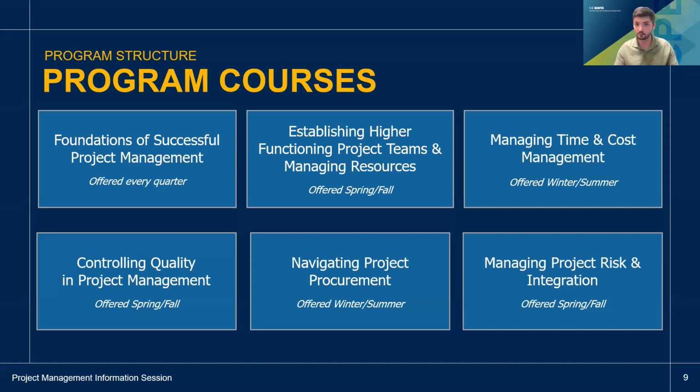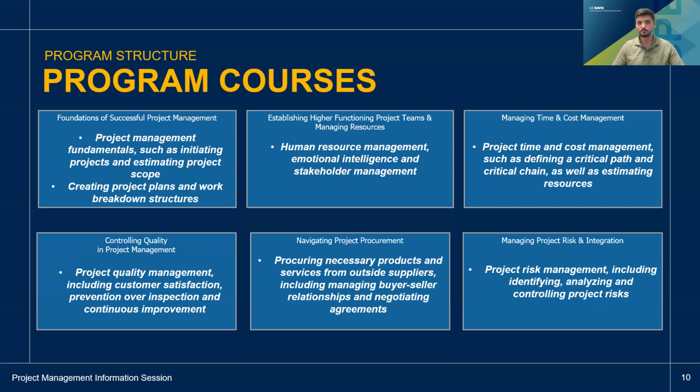This course is offered every single quarter, meaning that there are 4 entry points into the program every year: summer, spring, fall, and winter. We are currently accepting enrollments for the summer cohort, the deadline and start date for which is June 16th. After taking this initial course, there's flexibility in the order in which you take the remaining courses. However, we do recommend taking Managing Project Risk and Integration as your last course if possible.